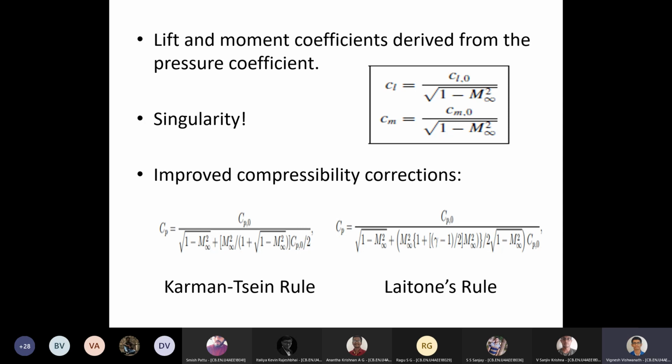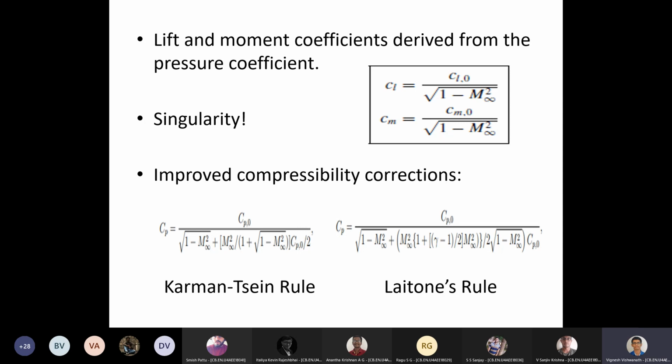There are two more theories which are simply improvisations of the same Prandtl-Glauert theory. They are called the Kármán-Tsien rule and the Laitone rule, which take into account some effects of nonlinearity. With these two theories you can predict better values of CL, CM and also CP. But again, even if you take the Laitone rule, you will actually get a singularity. So these theories are essentially only for linear subsonic, compressible flow.